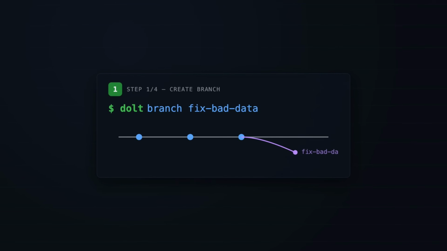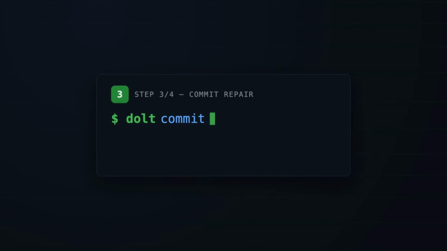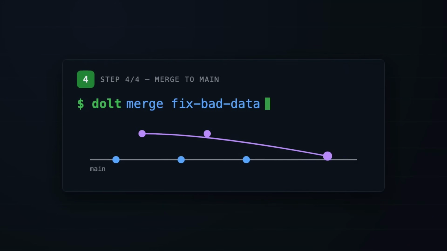But now imagine this instead. What if you could run a branch command? Dolt branch, fix this data. Dolt diff, dolt commit, dolt merge. Now, these are commands we're already using, but we're using them against your actual database tables. That's what Dolt is doing. It's version control for our databases.